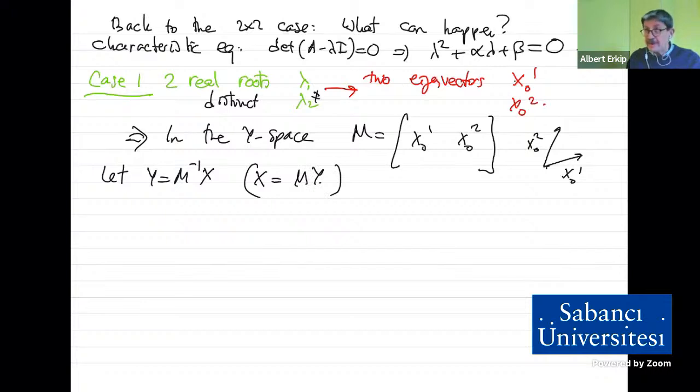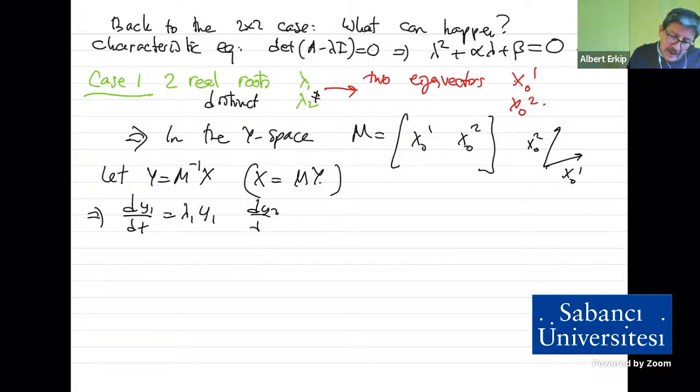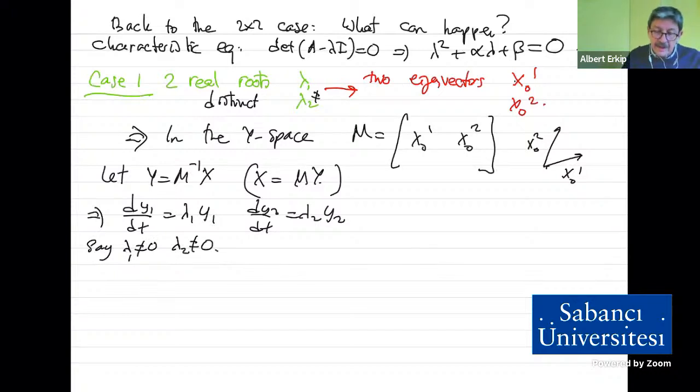And if I let y equals M inverse x, or x equals My, and since you know M, it's very easy to compute. Then in y we get dy1/dt equals lambda 1 y1, dy2/dt equals lambda 2 y2. Let's say lambda 1 is different from 0, and lambda 2 is different from 0. Let's say none of them are 0. So the only fixed point is 0, 0.